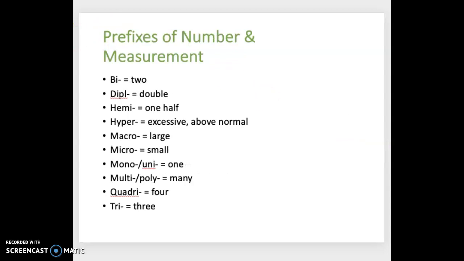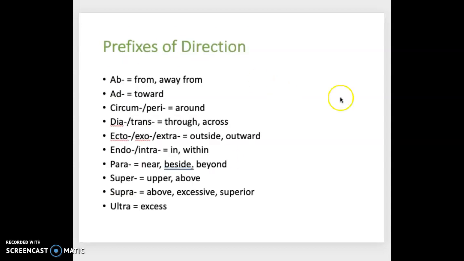Prefixes describing number or measurement are listed here. So bi means two, macro and micro, these mean large and small. Prefixes of direction, these are describing directions, so outside or inside, within. The first two are opposites of each other.